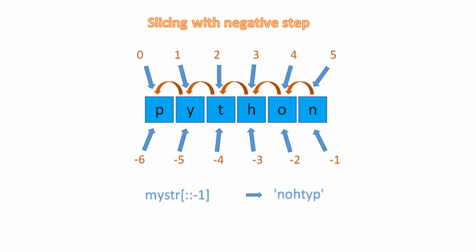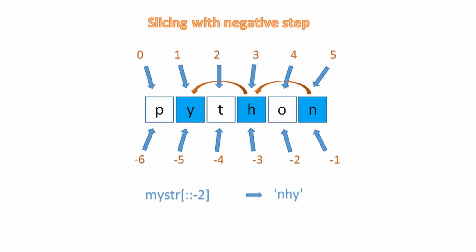In this example, both start and end index are empty and step is -1. So it reverses the entire string. So the output is NOHTYP. In this example, again both start and end index are empty, but step is -2. So it gets alternate character in reverse order. And the output is NHY.